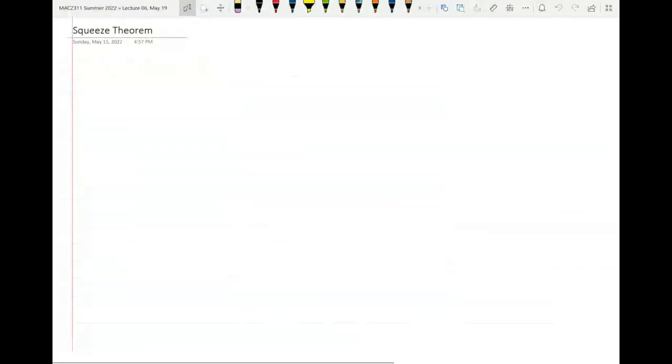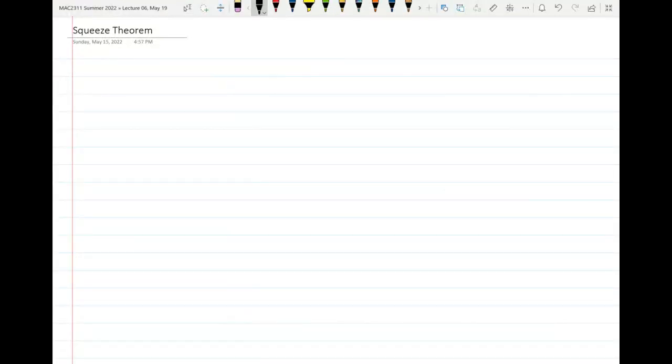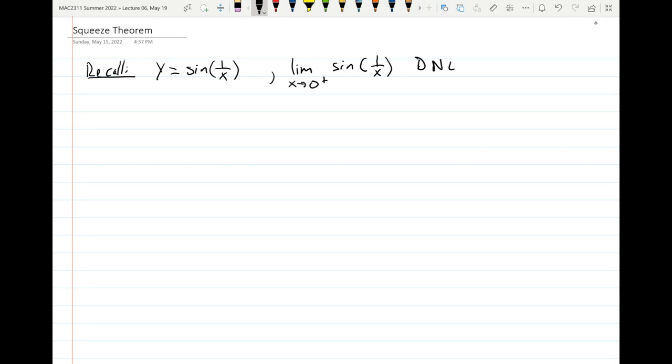As a motivation, here is the question that we would like to answer. Remember that at one point we saw the function y equals sine of 1 over x, and we tried to analyze the limit as x approaches 0. We did it from the right, but it doesn't matter. Let me put exactly the example that we did. This was the very first day. And we figured out that this limit actually does not exist, right?